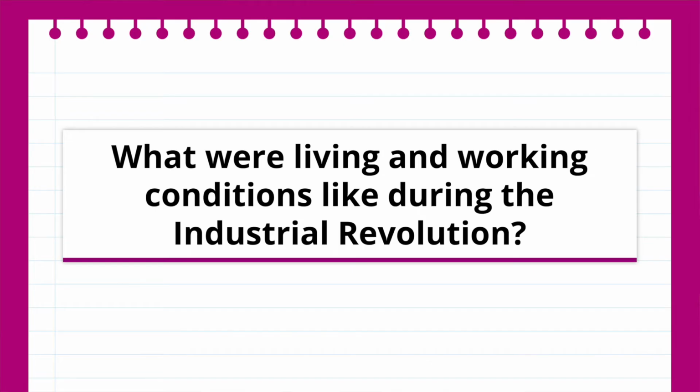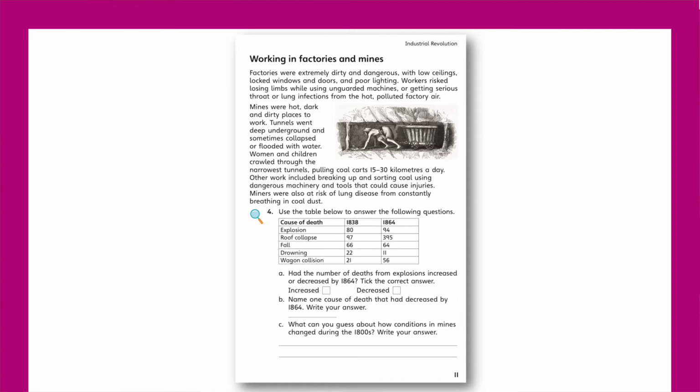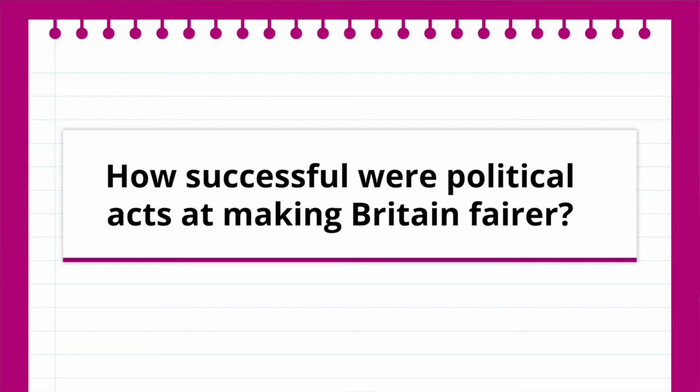Lesson 2 asks, what were living and working conditions like during the Industrial Revolution? Pupils will learn about the dangerous conditions in mines and factories, as well as poor housing many working class people endured. The relationship between new towns and increasing crime will also be examined, resulting in the creation of the Metropolitan Police Force.